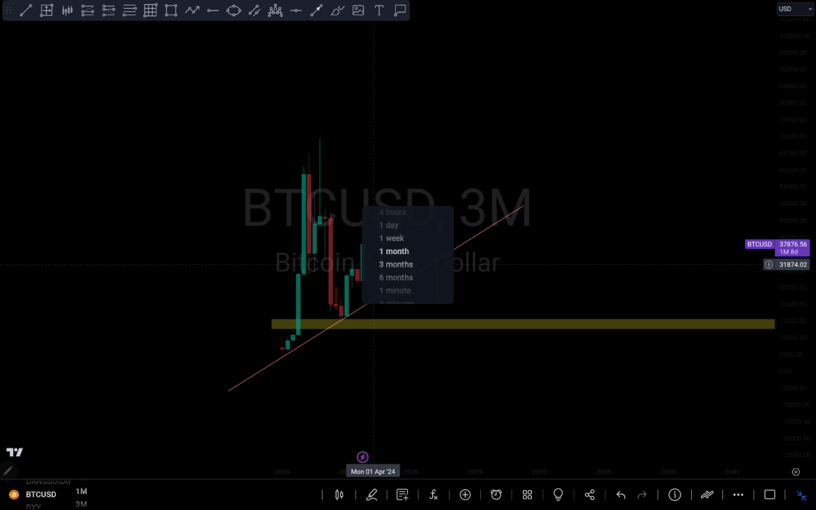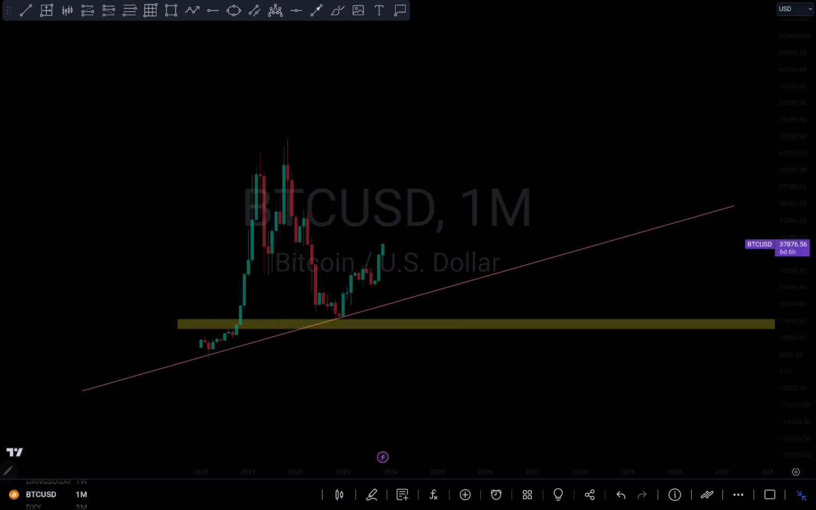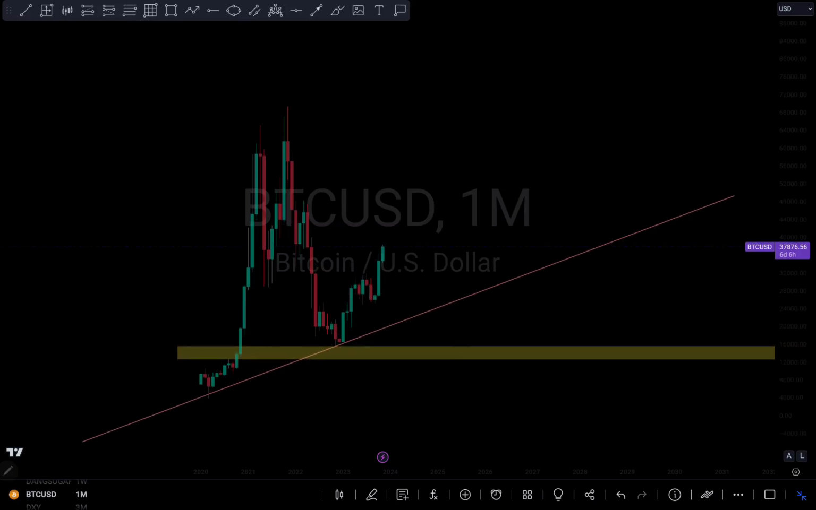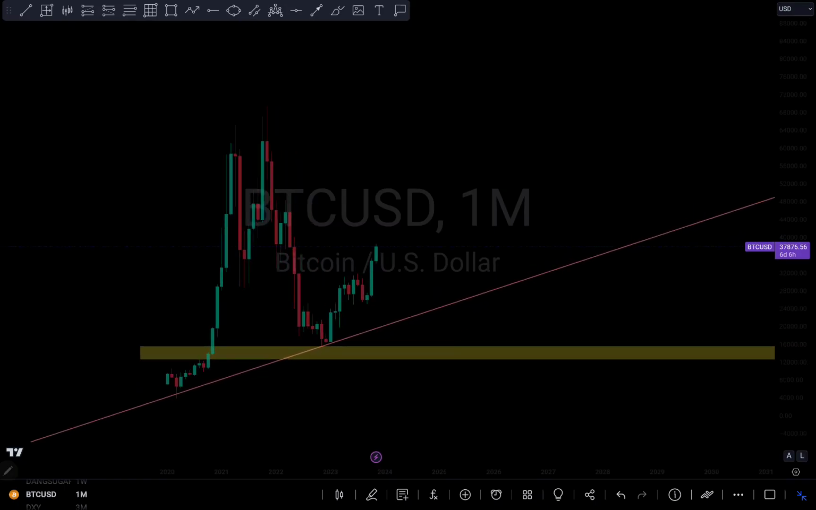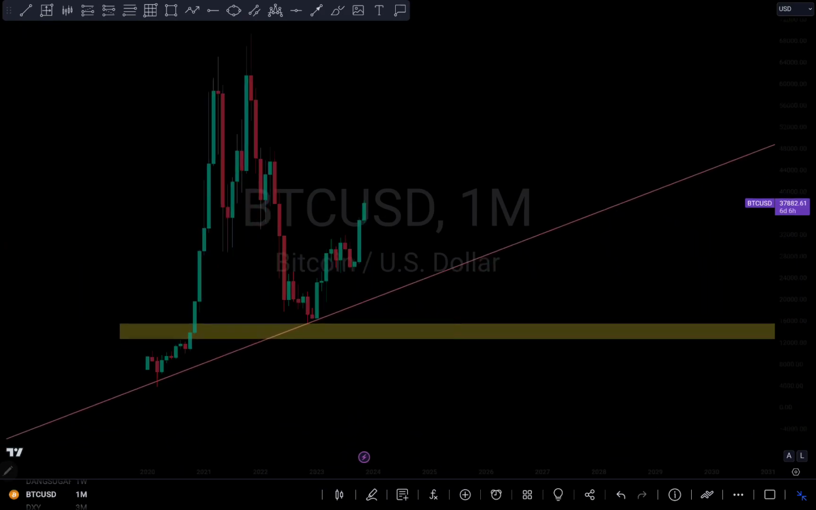So if I go to a smaller time frame, I don't want to go too small because, like I said, this is not an intraday trade. So I'm going to stick with a monthly kind of time frame. We can see right here, this is a monthly time frame. So, one month time frame, sorry.